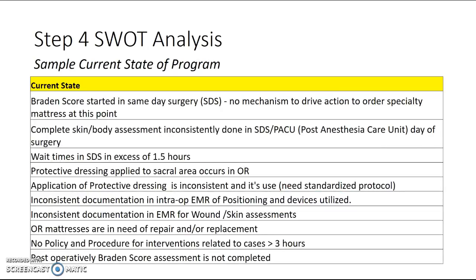The fourth step is taking your SWOT analysis and really drilling down to your current state. You want to look at all those factors that could be potential barriers for care. This is an example from a real-time setting, and there were multiple factors that were identified, including the risk assessment didn't drive the change, their skin assessments were inconsistent, there were excessive wait times, their dressing applications were inconsistent, documentation wasn't where they wanted to be, and their OR mattresses were out of date and needed repair.